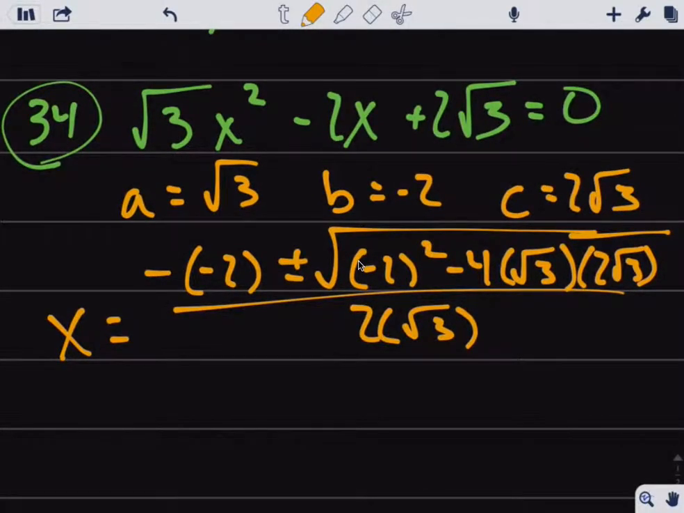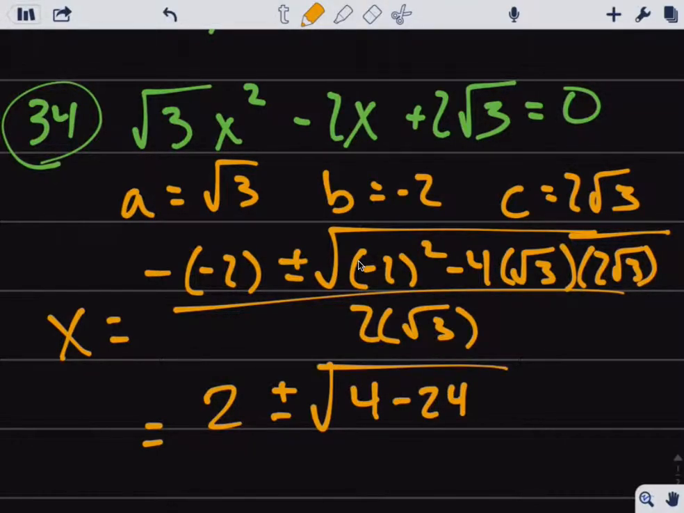Right, so just simplify from there. You get 2 plus or minus the square root of 4 minus 4ac, that is negative 8. 4 times 2 gives us the negative 8. Root 3 times root 3 is 3. 8 times 3 is 24. So negative 24 over 2 root 3.